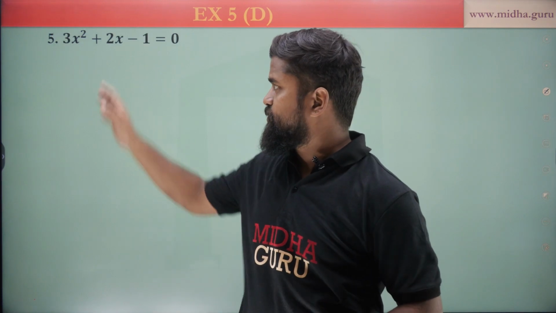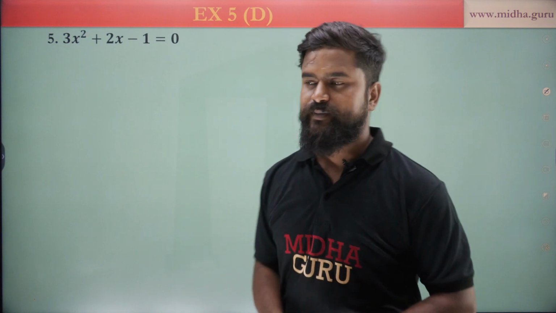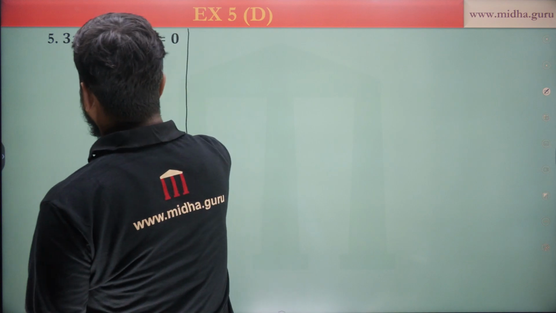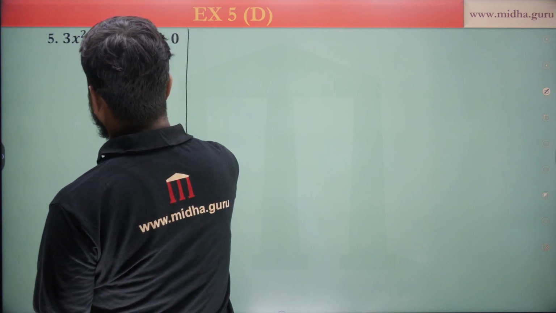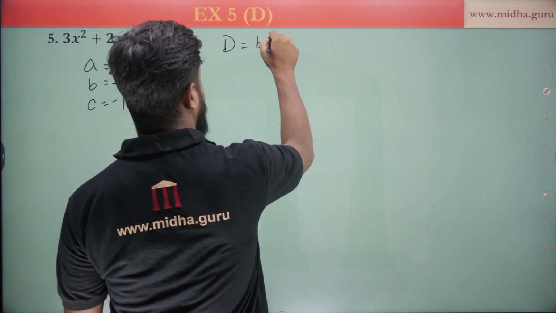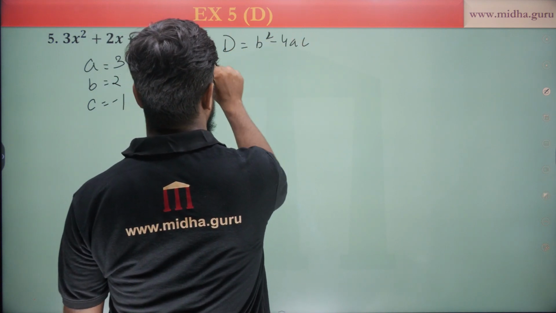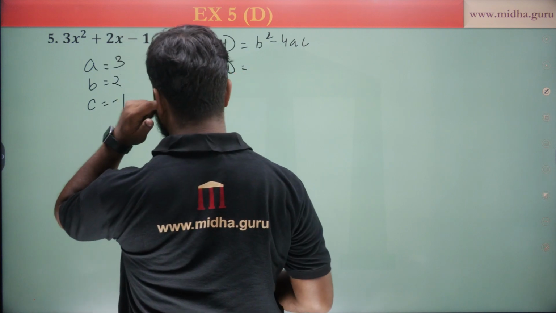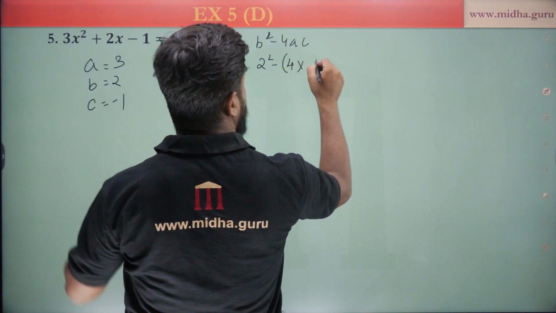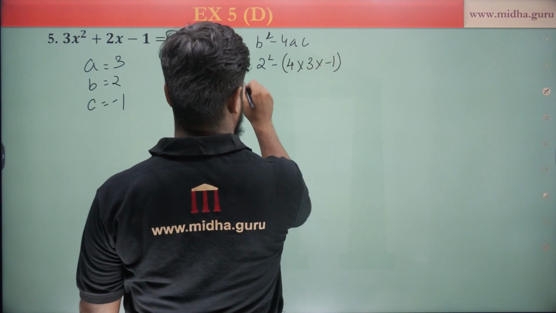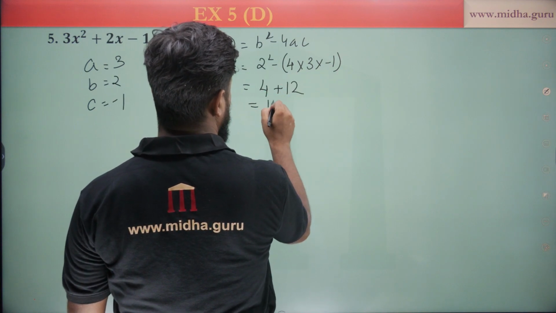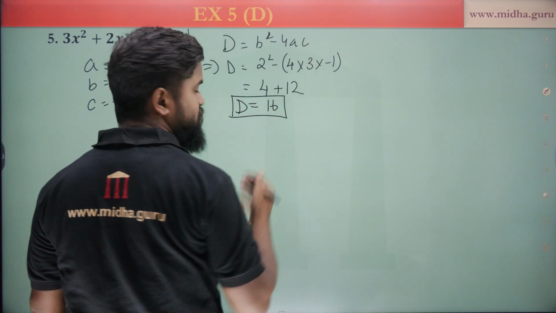Now the next equation, 3x square plus 2x minus 1 is equal to 0. Again, since it's already in the standard form, you can just directly take the values of a to be 3, b as 2 and c is minus 1. Now the discriminant is b square minus 4ac. So we'll just substitute the values of b, a and c. So b is 2, which is 2 squared, minus 4 into a being 3 and c being minus 1. So it is 4, minus and minus becomes plus 12. So the discriminant is equal to 16.